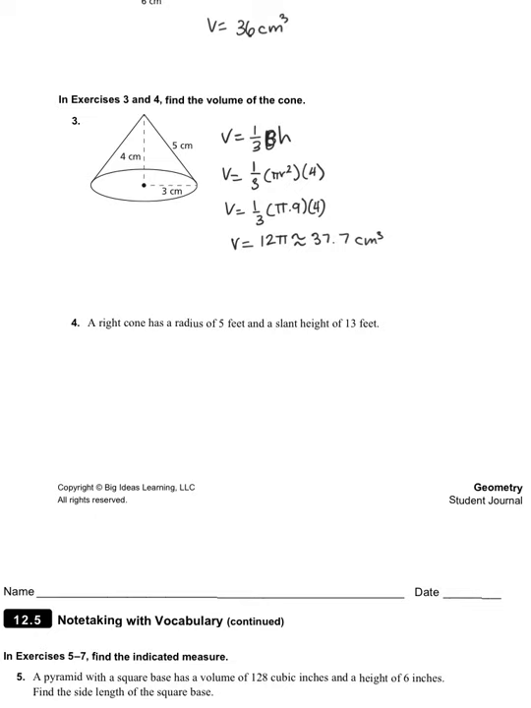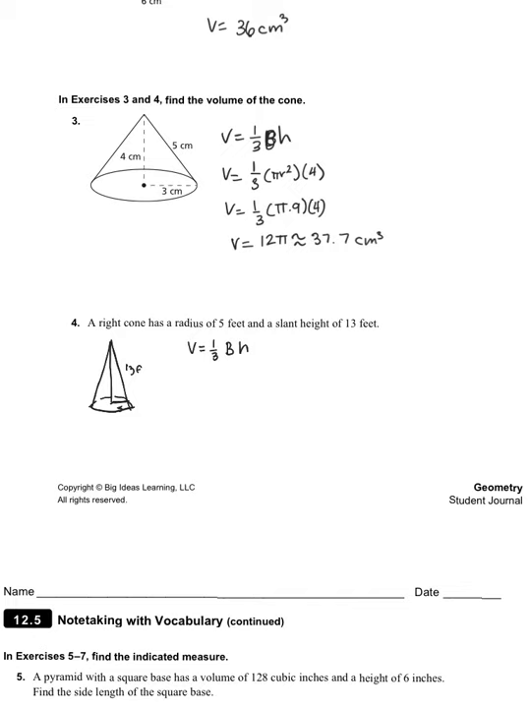All right, looking at question 4. It says that a right cone has a radius of 5 feet and a slant height of 13 feet. So I'm going to go ahead and draw this out. Okay, so we're given that the slant height is 13 feet, and we're also given that the radius is 5 feet. Now, in order to find the volume of a cone, we need to know two things. We need to know 1/3 times the base, and we need to know the height. They give us a slant height, that's not the height.